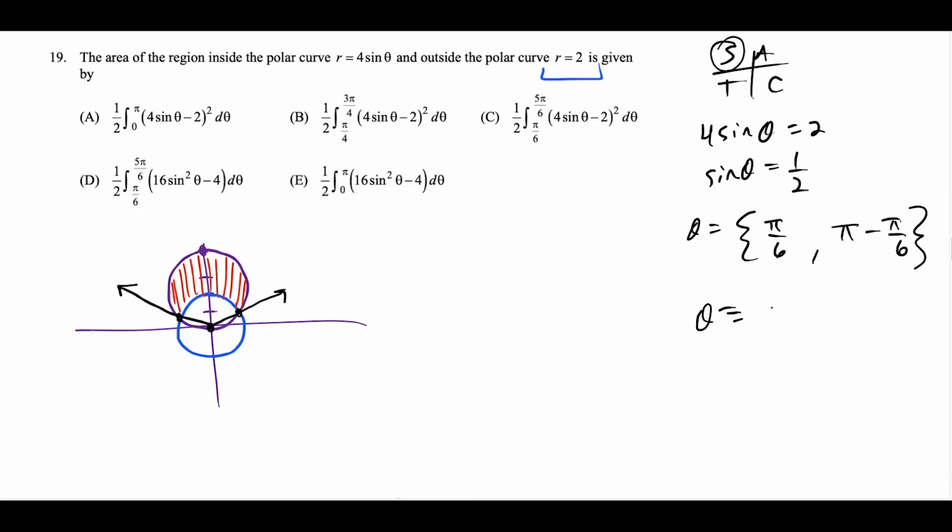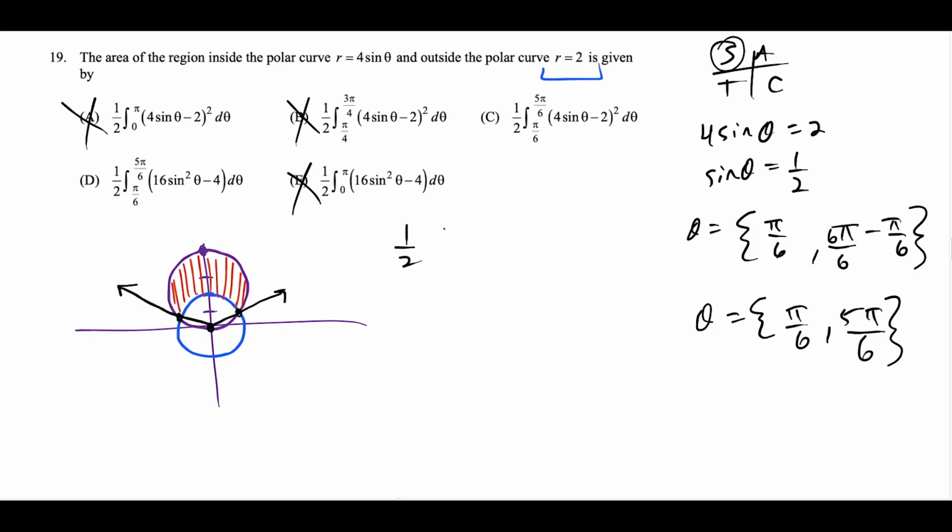So theta equals pi over 6, and if you think of this as 6 pi over 6, the other angle is 5 pi over 6. So those are going to be the two angles involved, and something's telling me that's going to narrow it down to the other choices here. So we have choices C and D are the only ones left over. But now the formula is we have theta 1, theta 2, we have 1/2 outside, and we have the outside radius squared minus the inside radius squared d theta.